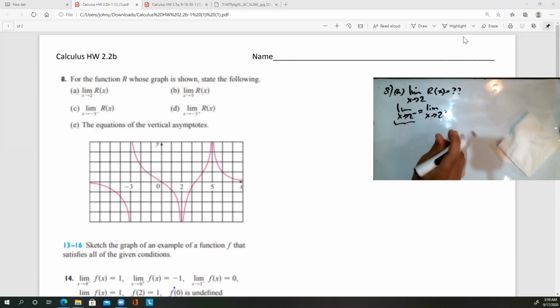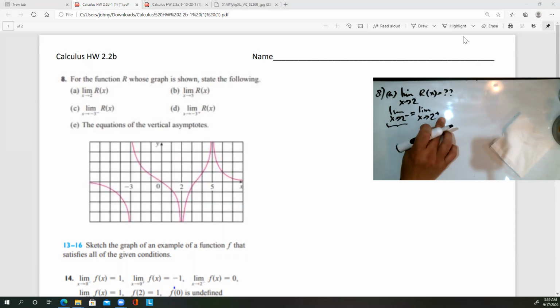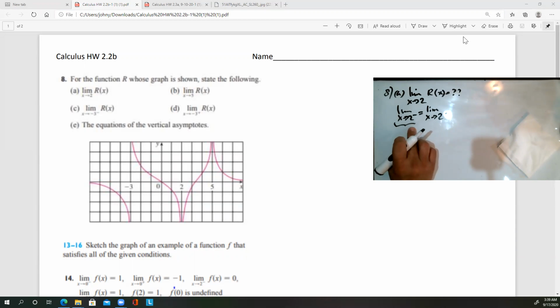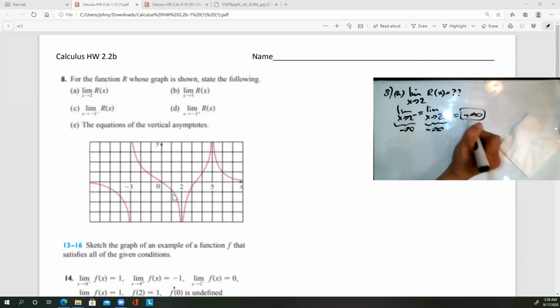Well, we know that, sorry about the reflection of the light. So the limit as x approaches 2, approaching 2 from the left, this is your x, right? As it approaches 2 from the left, my output is going towards negative infinity right here. And from the right, as x approaches 2 from the right, my function is going towards negative infinity as well. Since they have the same value, the answer is going to be negative infinity.